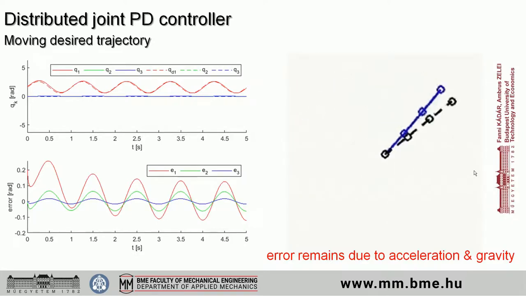In this video, we see when the desired position or desired configuration is continuously moving. Here it is even more visible that the PD controller behaves like a spring damper system, and the positioning error never disappears.